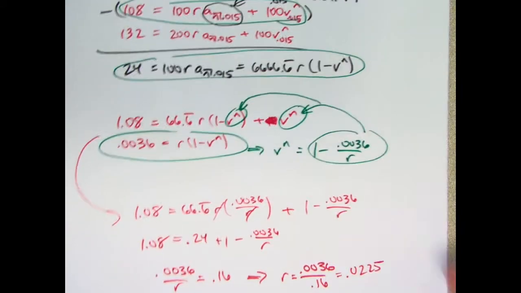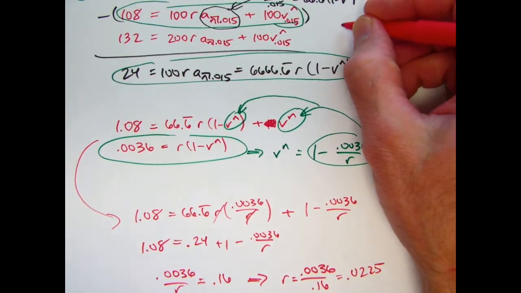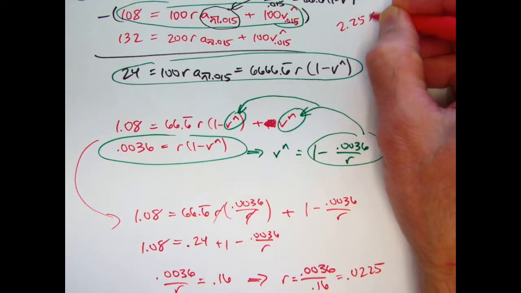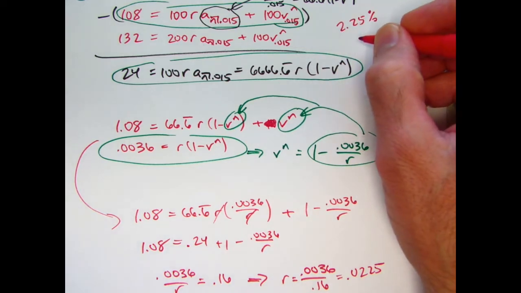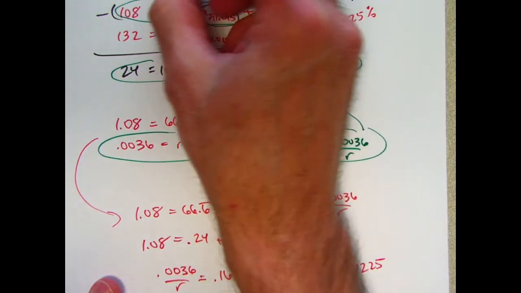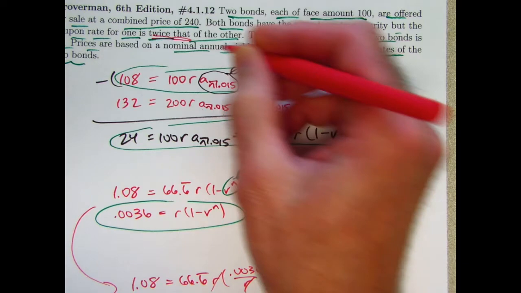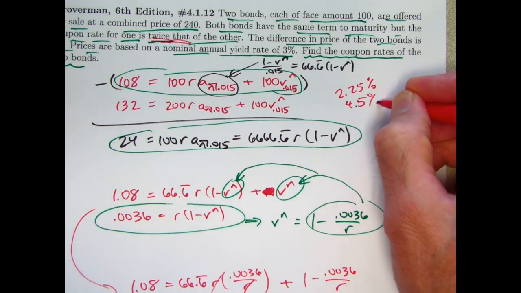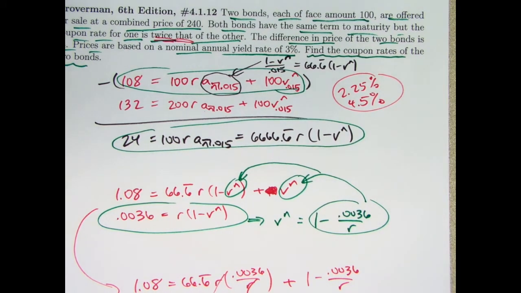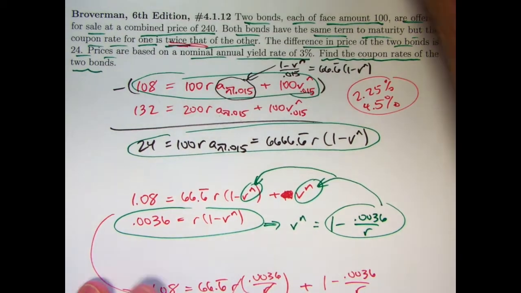So the answer to the question is the coupon rate for the lower priced one is 2.25%, and the coupon rate for the higher priced one is double that, twice the other, 4.5%. That's what I just underlined there. Those two percentages are the answer to this question.